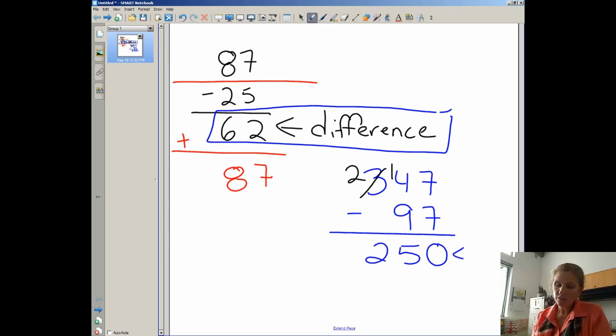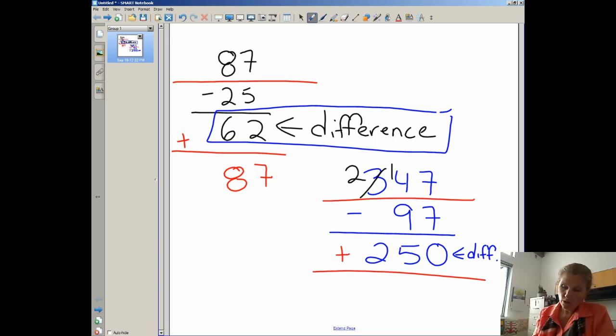This is my difference, I think. I'm just going to abbreviate it with diff. But now I'm going to go back and check it. I'm going to try to remember to check in red, and I'm just going to show you that what I'm adding, again, is the difference and that subtrahend, and I should get the minuend when I add that.